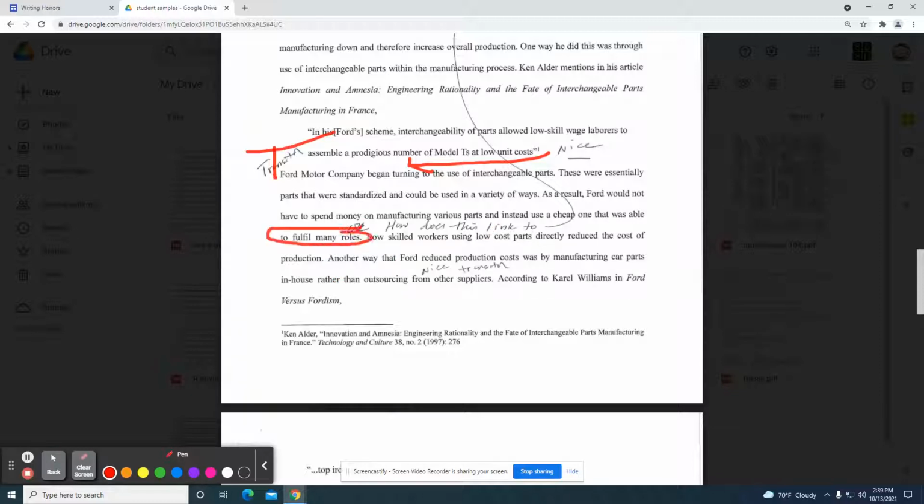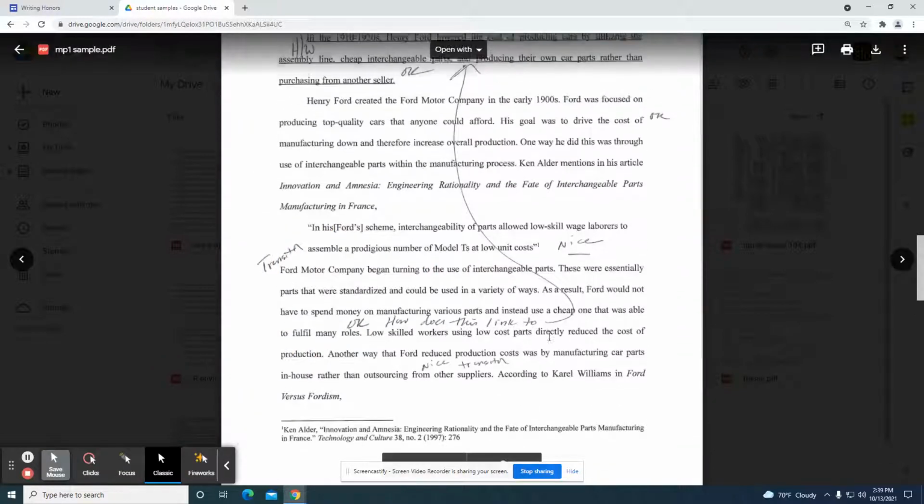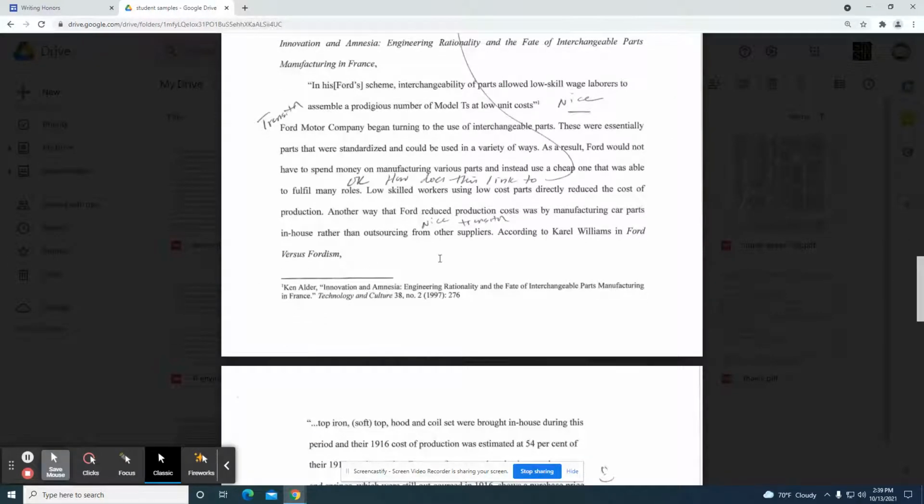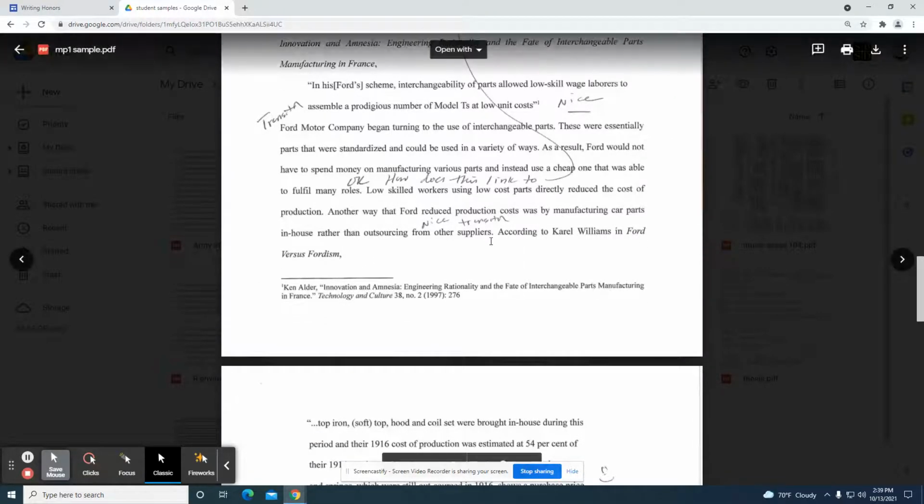So right there is a historic point. My question, how does this link to the thesis? Low-skilled work using low-cost parts directly reduces the cost of production. Well, how exactly did that occur? And so that's kind of the point that I'm making here, where I'm going back to the thesis with that line or that arrow. Now they get into another transition.